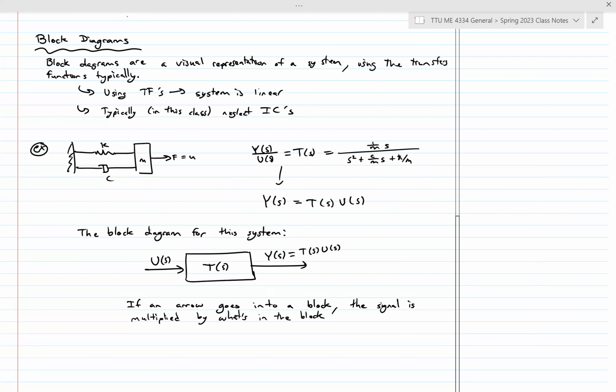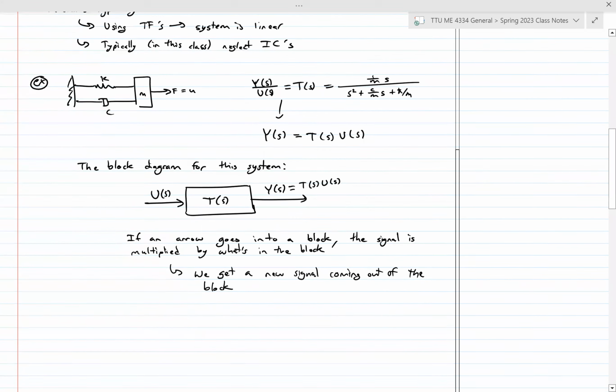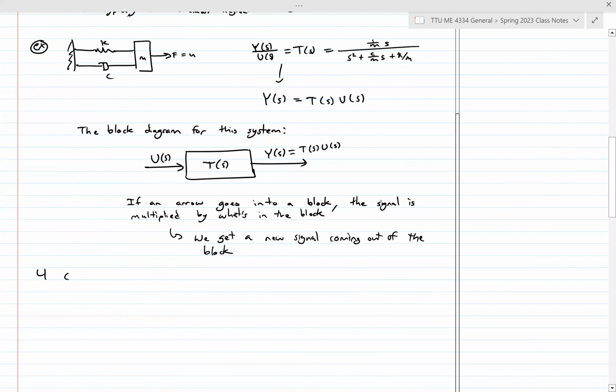Right? And that produces a new signal. We get a new signal coming out of the block. That new signal coming out of the block is U times T, which we already defined as Y. All right. So there are 4 core pieces to a block diagram, 4 elements that are going to make it up.